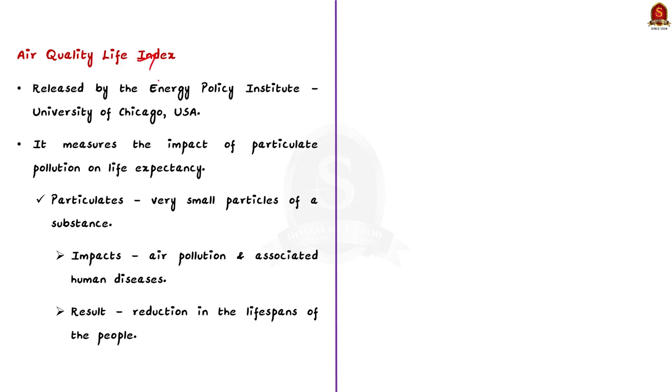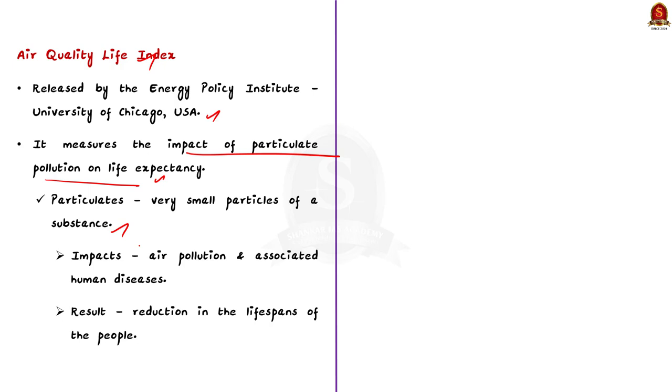It is being produced and released by the Energy Policy Institute, which is located at the University of Chicago, USA. Basically, the AQLI measures the impact of particulate pollution on life expectancy. To put it in simple words, the Air Quality Life Index measures how particulate matter pollution affects the lifespans of the people. Here, particulates are nothing but very small particles of a substance that are produced when such substance is burned. They travel across the atmosphere and cause air pollution.